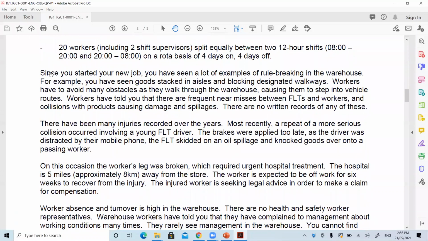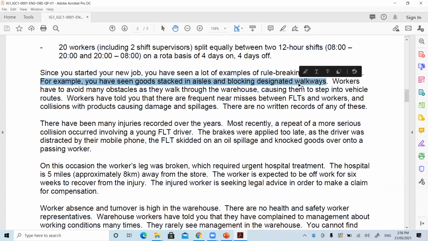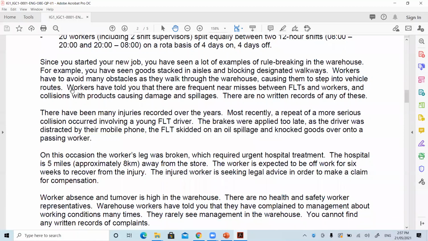Since you started your job, you have seen a lot of examples of rule breaking in the warehouse. For example, you have seen goods stacked in aisles and blocking designated walkways. So workers are stocking the goods in the aisles and they are blocking designated walkways. Workers have to avoid many obstacles as they walk through the warehouse, causing them to step into the vehicle routes. So people are stepping into the vehicle routes.